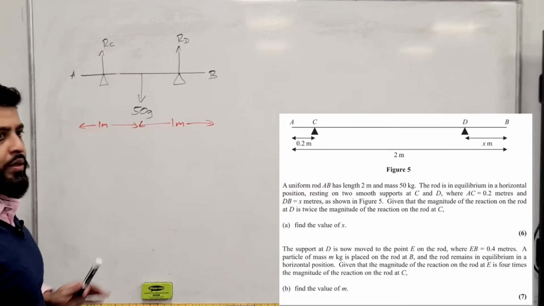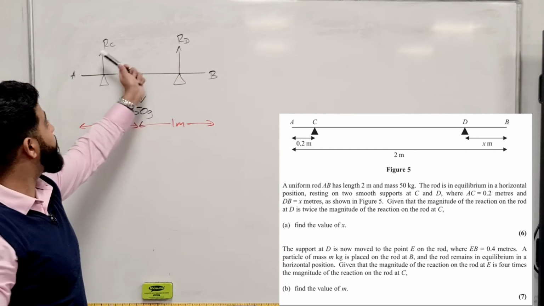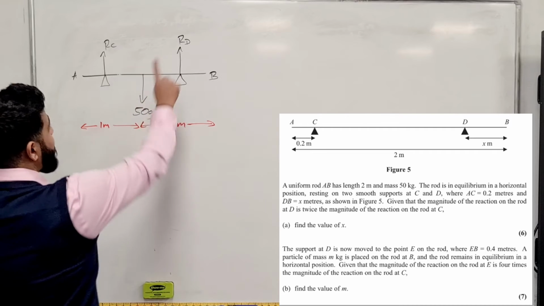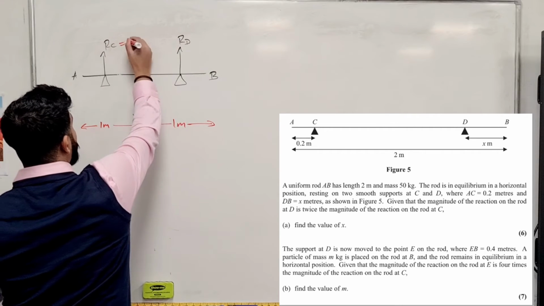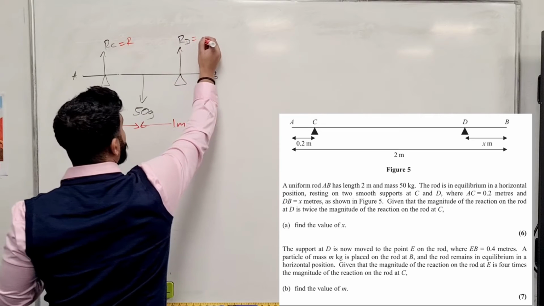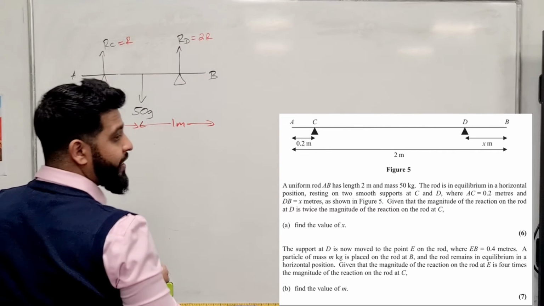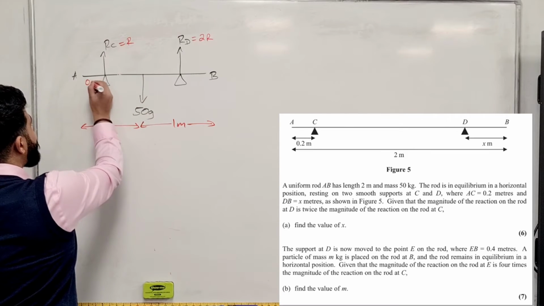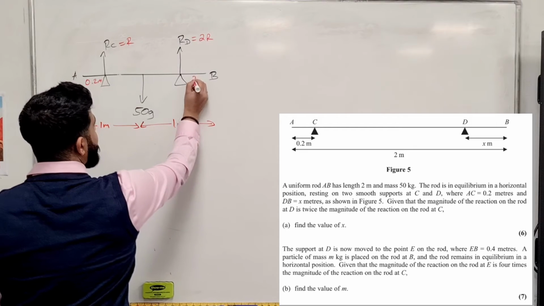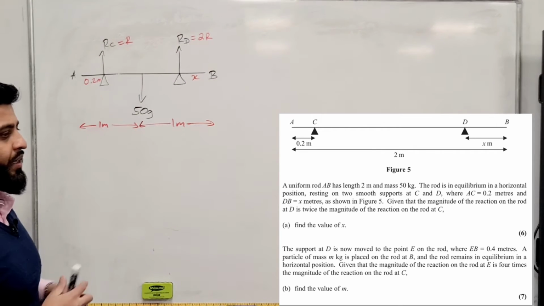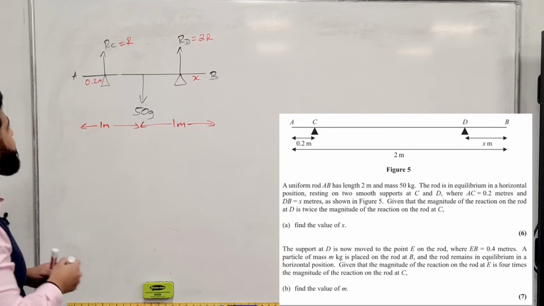We are also told what the reaction is. So it says the reaction at D is 2 times the reaction at C. So if we call this R again, we can call this 2R. And we've got the distances. We've got 0.2 meters here, and we are told that this is x. And we have to find what x is, the distance x, all right?